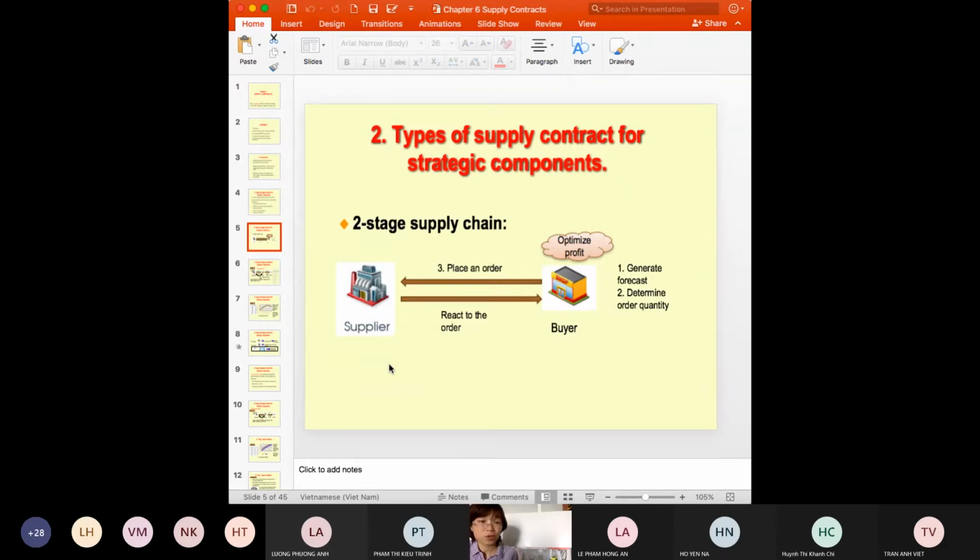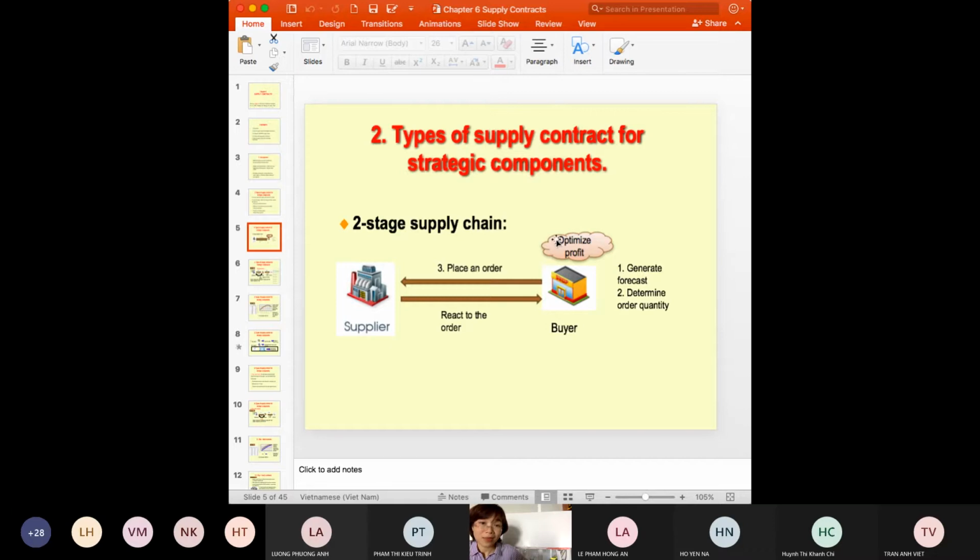Okay, for the two stage supply chain. If you look here, you have the supplier and the buyer. The supplier reacts to the order from the buyer. The buyer must generate the forecast, meaning how many products they should order from the supplier, and they must determine the order quantities, right? After that, they place the order to the supplier.